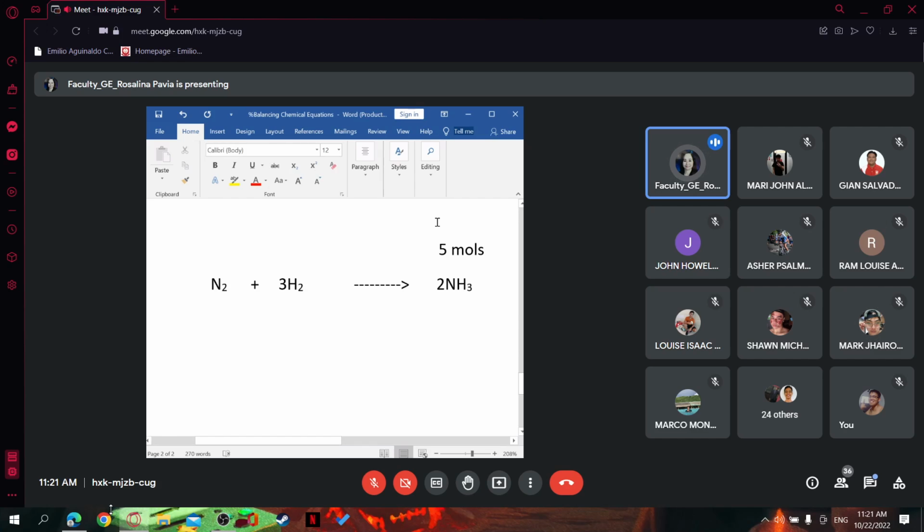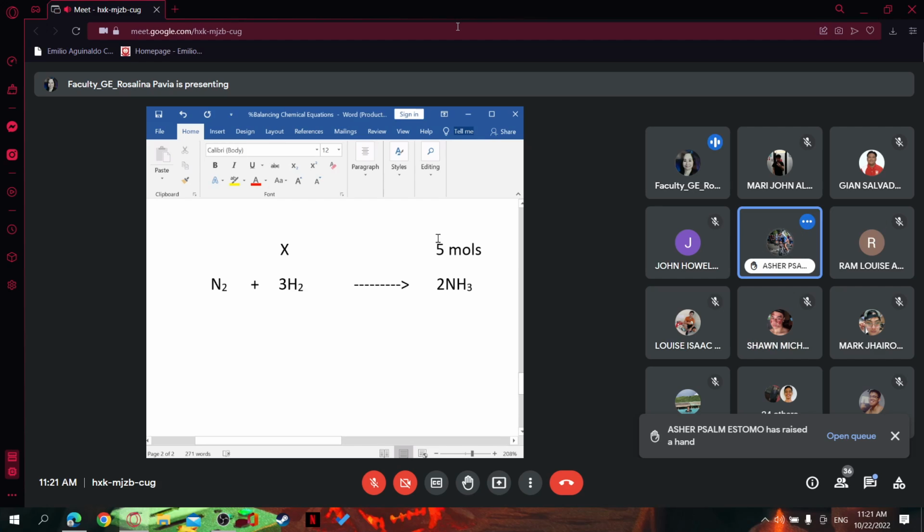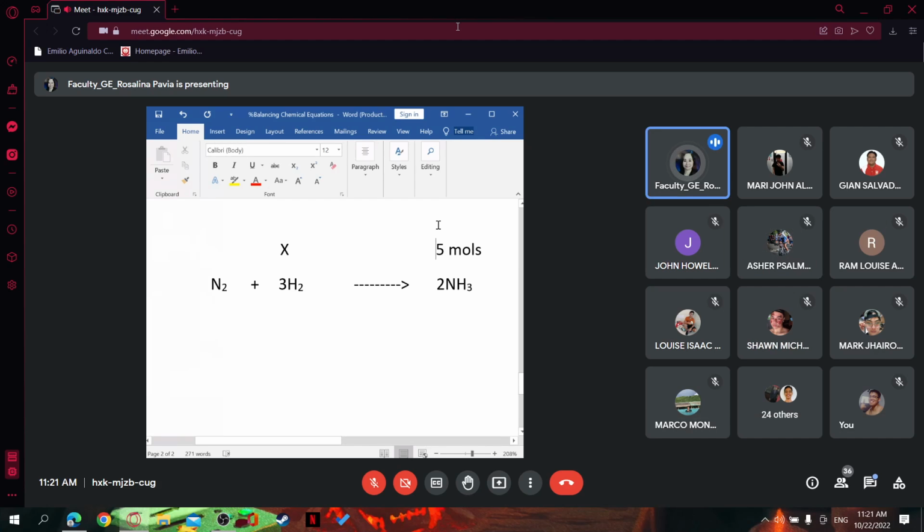Anong gagamitin nyo pag nag-convert sa mass? Given ang mole? What are you going to use to find the mass? Mr. Estomo? Number of moles times molar mass. Okay. M equals N times MM. So, 5 times the atomic mass, molecular mass of ammonia.